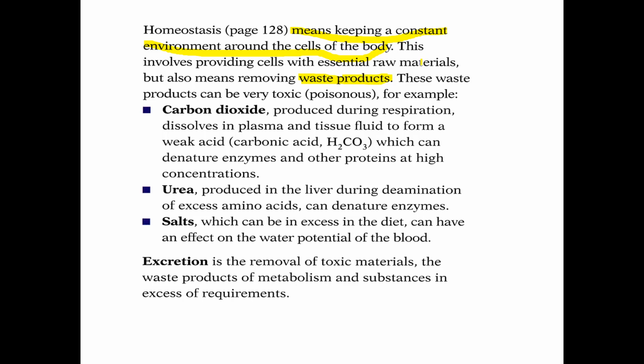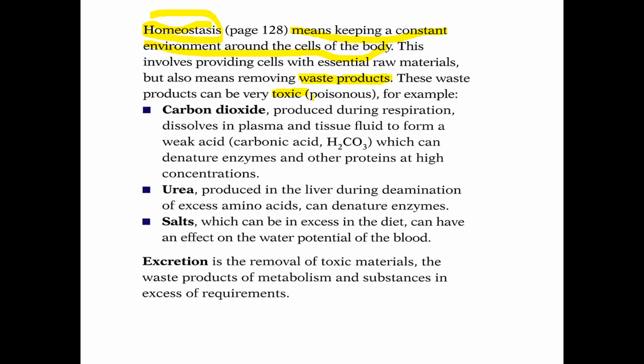So here what do we have? This involves providing cells with essential raw materials, but also means removing waste products. This is the definition of homeostasis, or this is the explanation of homeostasis. Firstly, these waste products can be very toxic, can be very poisonous.